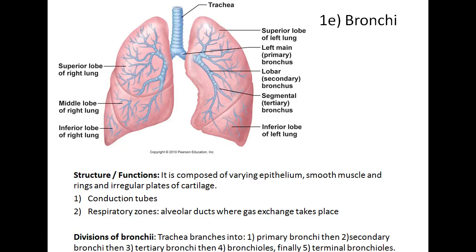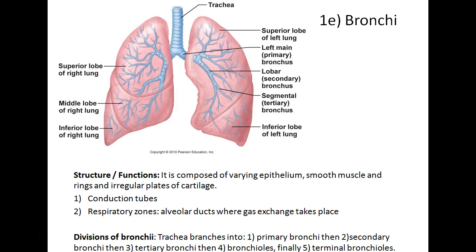On the idea of anatomy of the respiratory system, we left off with the trachea, and now we move into structures called bronchi. Singular would be bronchus. So coming from this trachea, we notice a branching occurs, and that's going to lead us to our primary bronchi. Then when it branches again, we have secondary bronchi, which then branch again to make tertiary bronchi, and then we get bronchioles. Lastly, we're going to have terminal bronchioles.